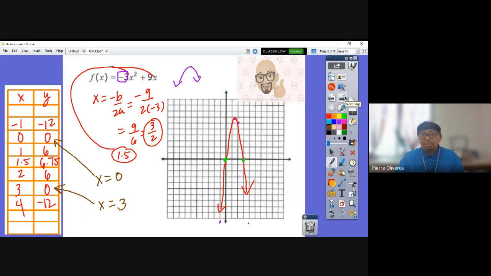So you just have to be able to know the vertex formula from the equation, construct the table, plug in the x value to find the y, and then plot the points and see where the parabola intersected the x-axis.